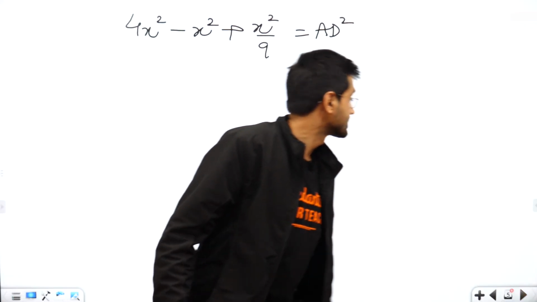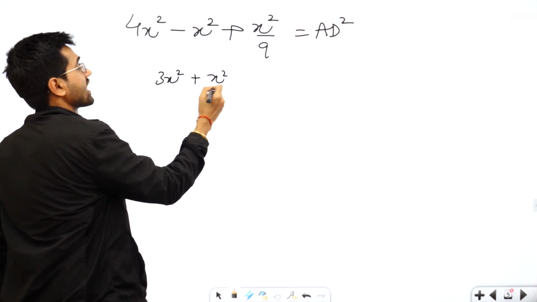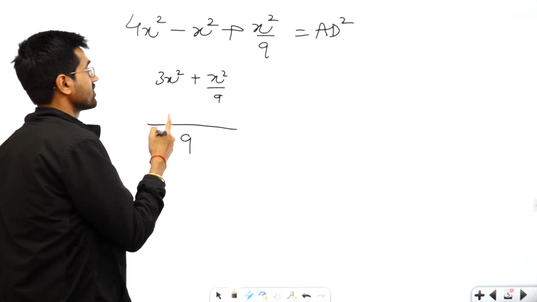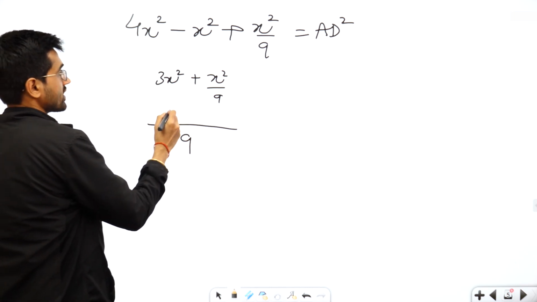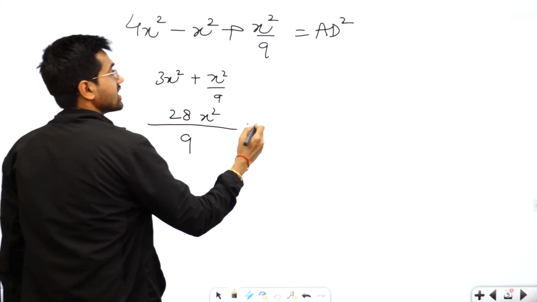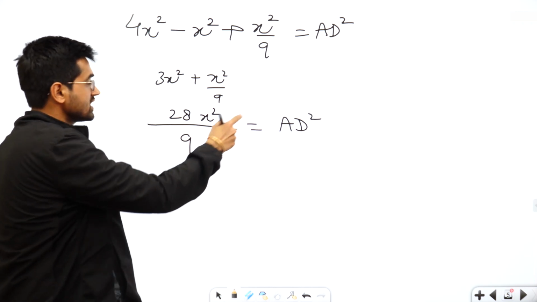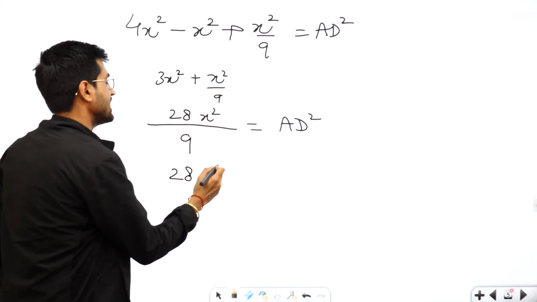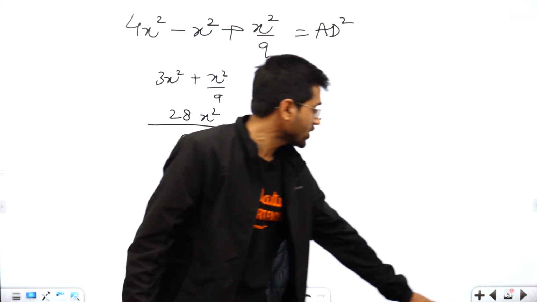Let's take the next part. So what we will have? 3x square plus x square by 9. Take the LCM 9. What we will get? So I will have 9 3s are 27 plus 1, 28x square equals to AD square. Are you done? Have you understood this? Now send this 9 there. Just send it. Don't worry. Trust me. It is easy, you know why? Because you are doing it in x.